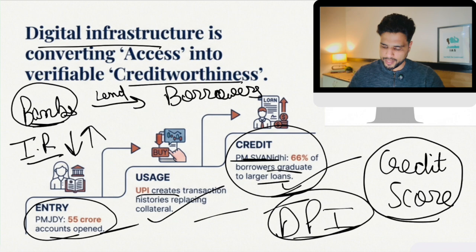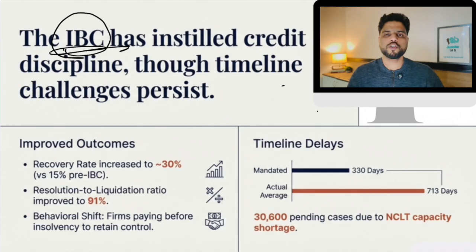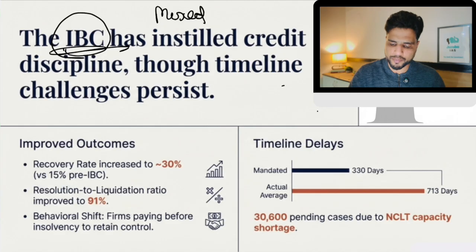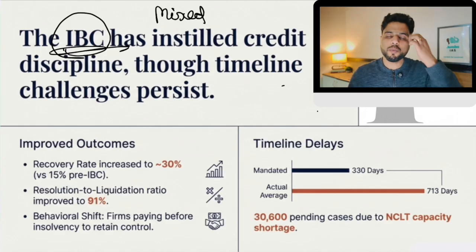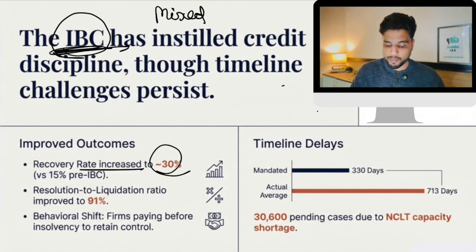All right. Next, this is the Insolvency and Bankruptcy Code, IBC. So basically, this economic survey is giving us a mixed picture of the Insolvency and Bankruptcy Code. What is bankruptcy? We all know when a company goes bankrupt, the bankruptcy case needs to be resolved. Earlier, before the Insolvency and Bankruptcy Code, the resolution process used to take a lot of time and it never got resolved. Because of IBC, banks are able to easily recover their money from bankrupt companies. So resolution has increased, recovery rate has increased to 30%, and the resolution to liquidation ratio improved to 91%.